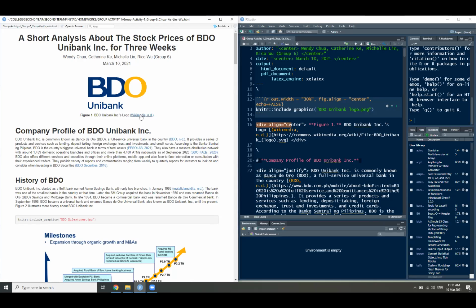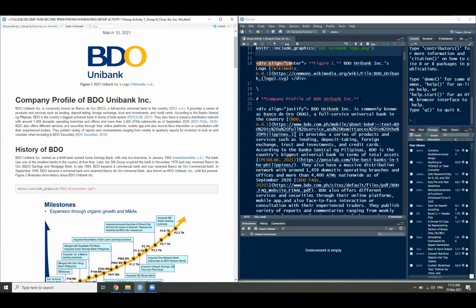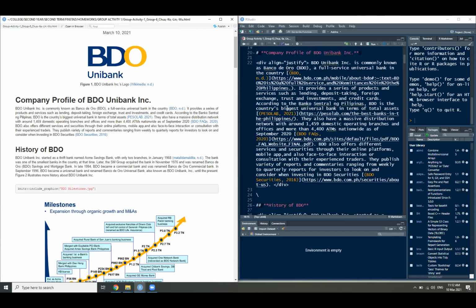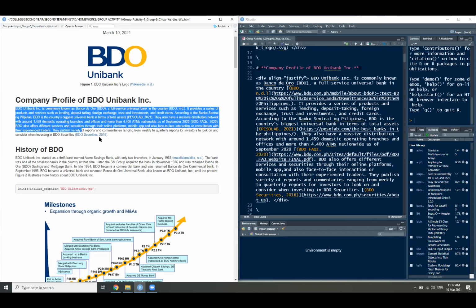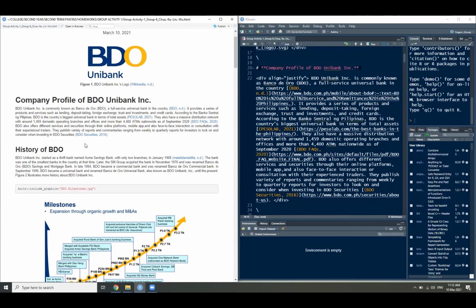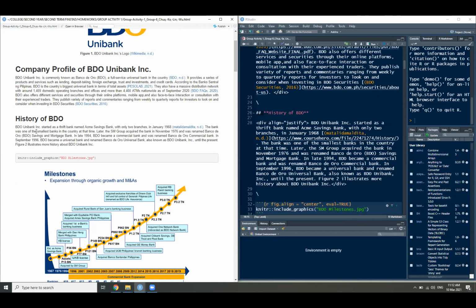So, if pinindot mo yung Wikimedia, mapupunta sa yung logo. Then yun. Then for next is company profile of BDO Incorporation. So this is a short background about BDO. Then for next is history of BDO. So short background about their history, kung saan sila nag-start and so on.